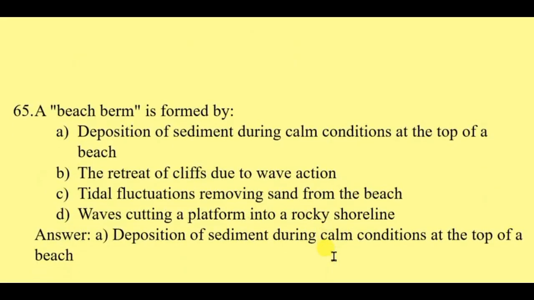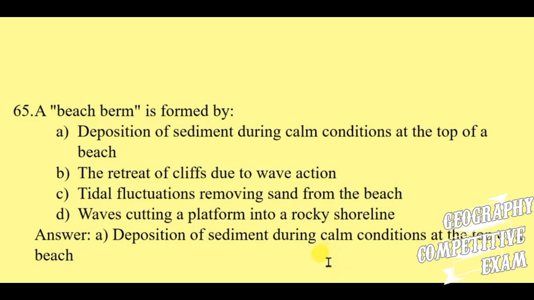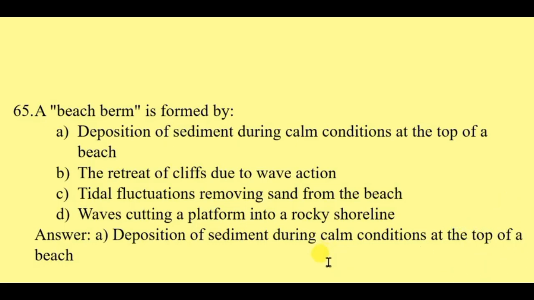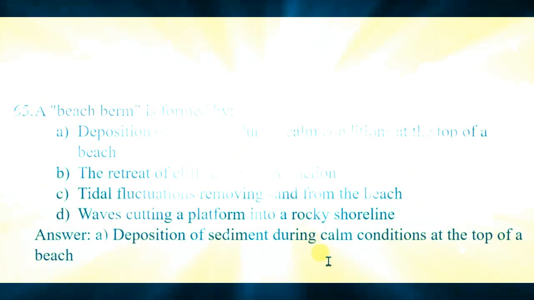Question 65. A beach berm is formed by deposition of sediment during calm conditions at the top of a beach, the retreat of cliffs due to wave action, tidal fluctuations removing sand from the beach, wave cutting a platform into a rocky shoreline. Here the correct answer will be deposition of sediment during calm conditions at the top of the beach.